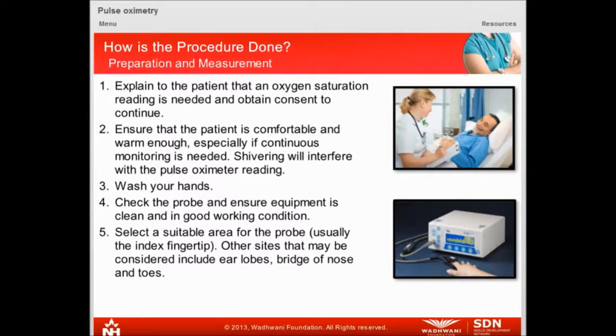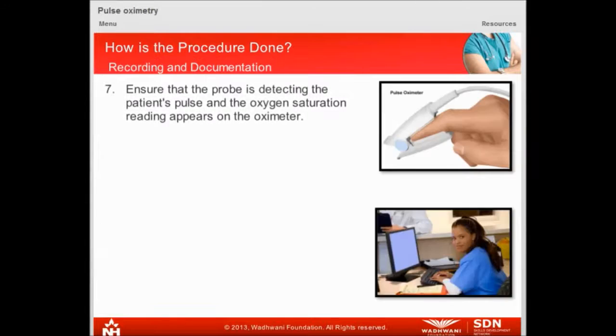5. Select a suitable area for the probe, usually the index fingertip. Other sites that may be considered include earlobes, the bridge of the nose, and the toes. 6. Place the probe as directed by the manufacturer's instructions. 7. Ensure that the probe is detecting the patient's pulse and that the oxygen saturation reading appears on the oximeter.